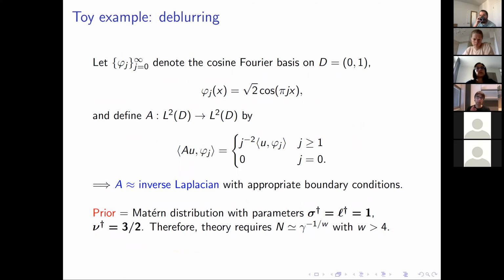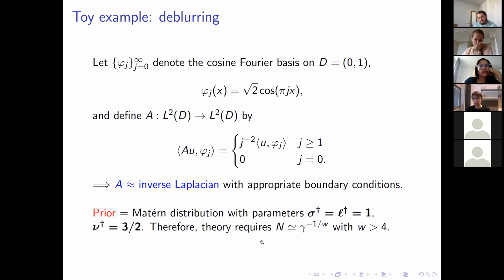measure. And then let's look at a small, simple deblurring toy example. So let's say we are on this domain from 0 to 1. Let's make a cosine Fourier basis there and assume that I have the following diagonal operator, approximately looking like an inverse Laplacian with appropriate boundary conditions. Then I choose certain prior parameters here, length scale and variance 1, and certain smoothness.